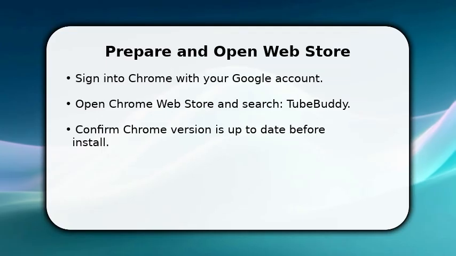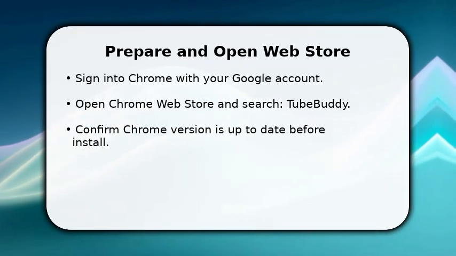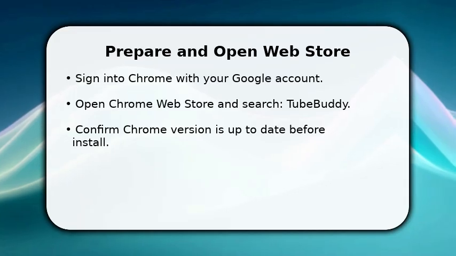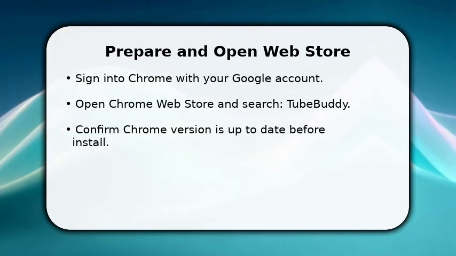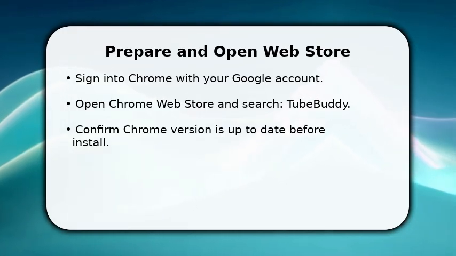You start by making sure you're signed into Chrome and running a recent version. This avoids permission or compatibility hiccups. Once signed in, open the Chrome Web Store and type Tubebuddy in the search box. You want the official extension listed by Tubebuddy. That's why checking the publisher matters.